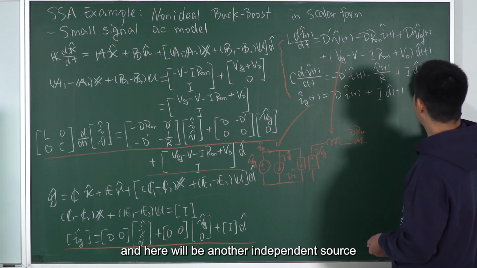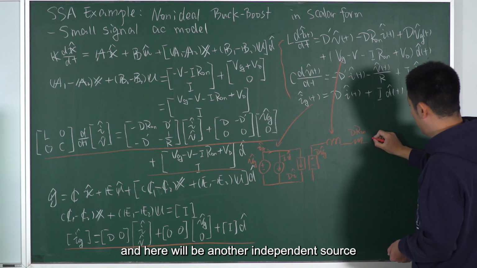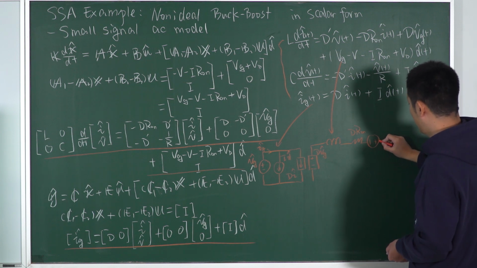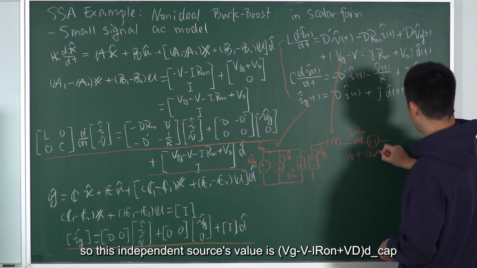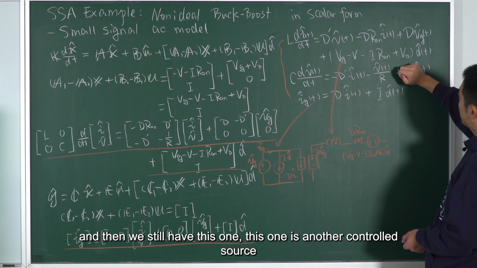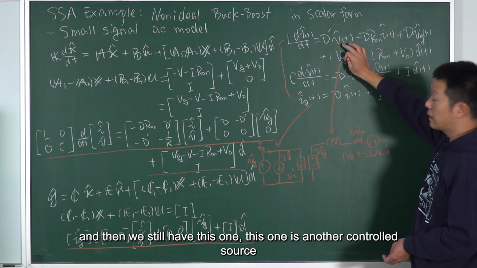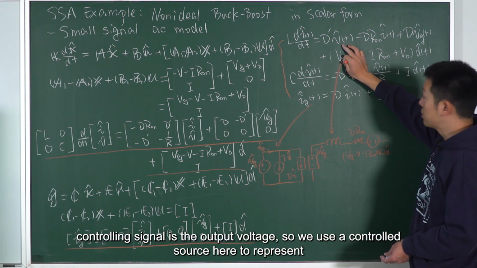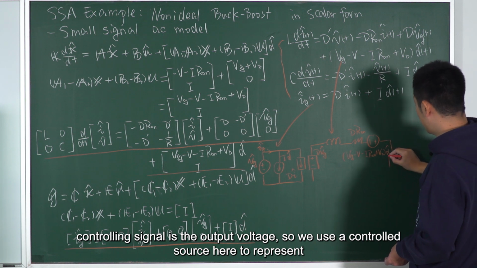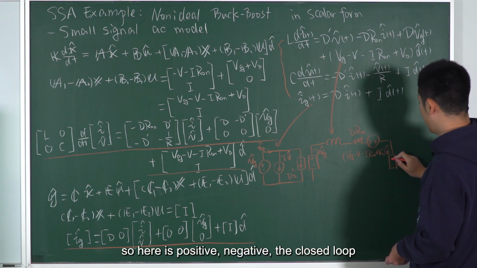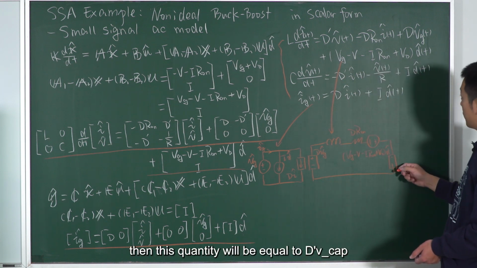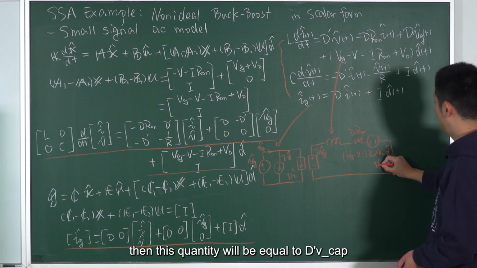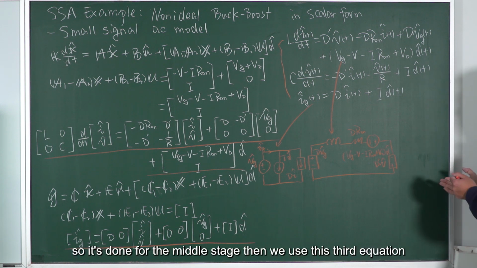And here will be another independent source, right? Which is controlled externally. So this independent source value is V_G minus V minus I R_on plus V_D times D cap. And then we still have this one, right? This one is another control source. Controlling signal is the output voltage. So we use a controlled source here to represent. So here is positive, negative. We close the loop. Then this quantity will be equal to D prime V cap. So it's done for the middle stage.